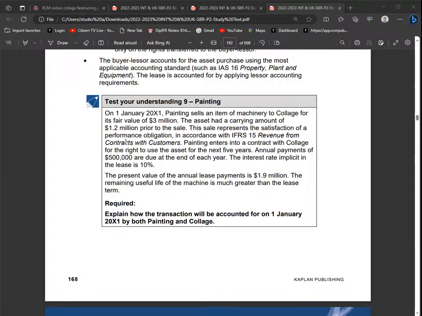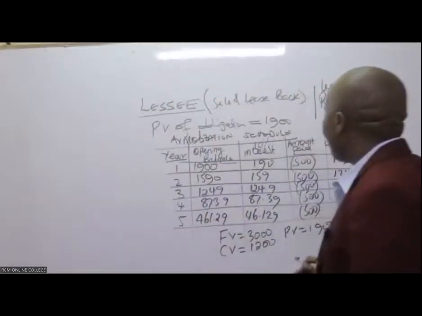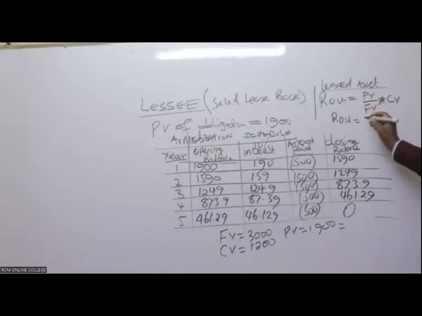And then they are telling us, in the last paragraph before required, that the present value of the annual lease payment is 1,900. Given this information, I should be able to get the right of use. The right of use will be the present value, 1,900, over fair value, 3,000, times carrying value, 1,200. And these students are giving me a figure of 760.